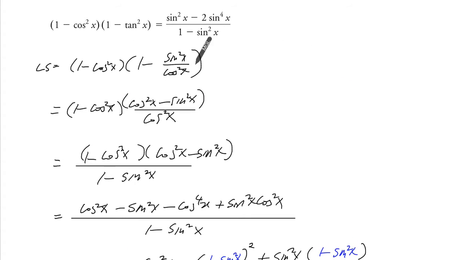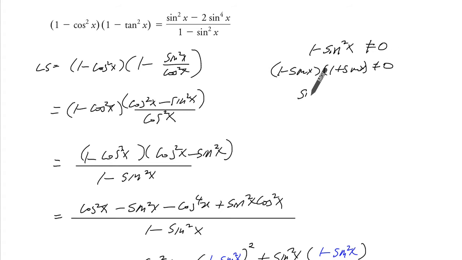And with regards to restriction, right? We have to make sure 1 minus sine squared x does not equal to 0. In other words, this does not equal to 0. In other words, sine of x does not equal to plus or minus 1. And also from here, right, we get this. We also have to make sure cosine of x, okay, does not equal to 0 as well.